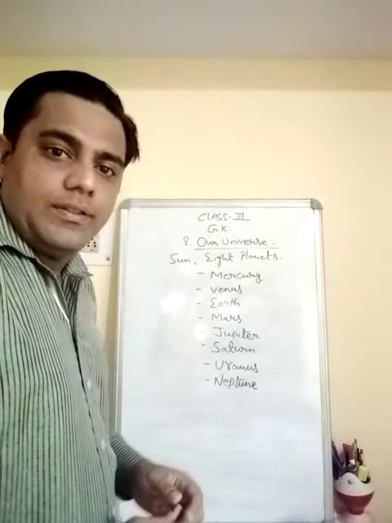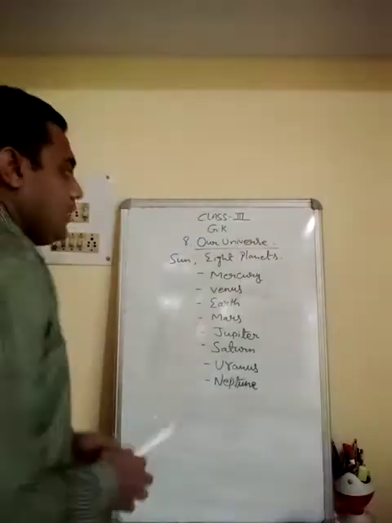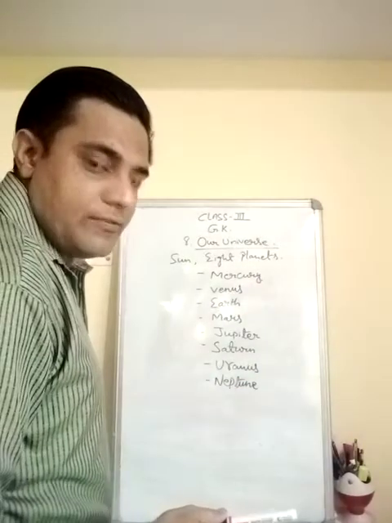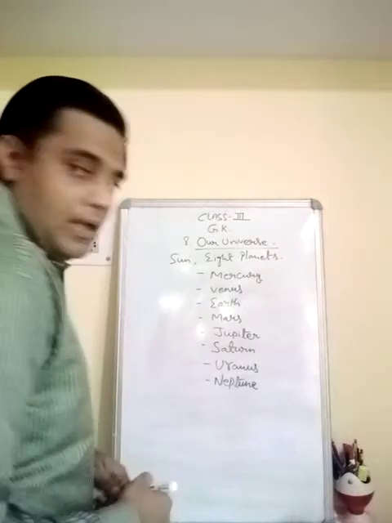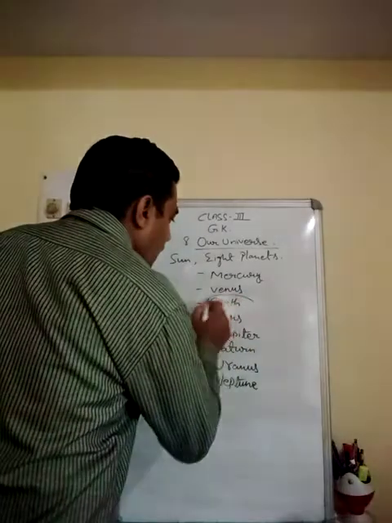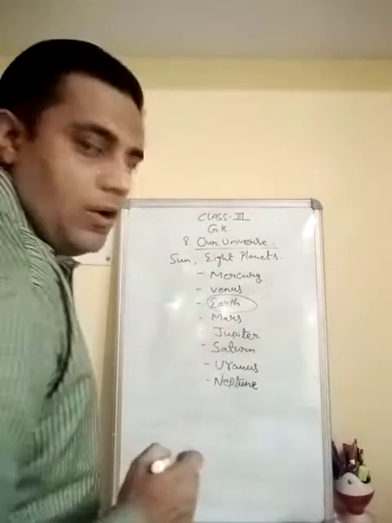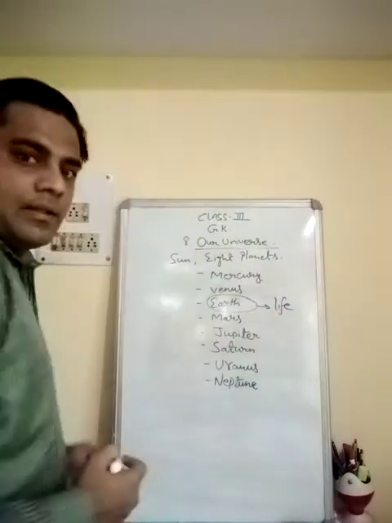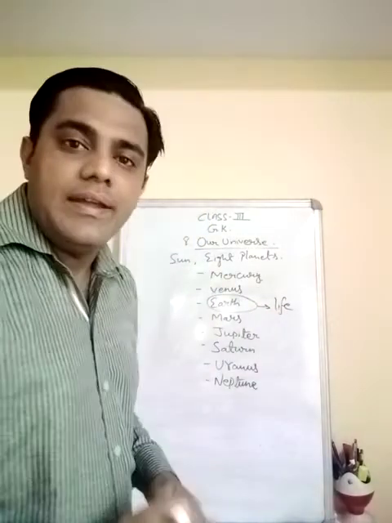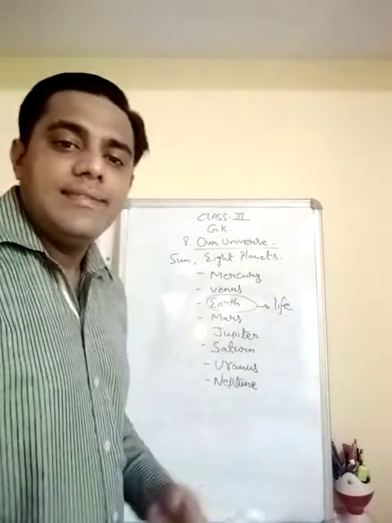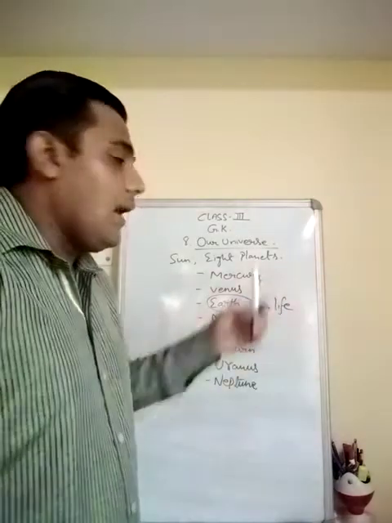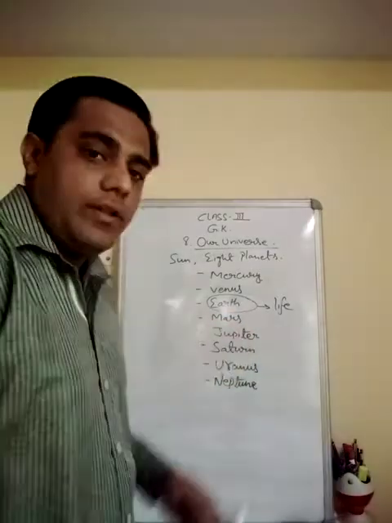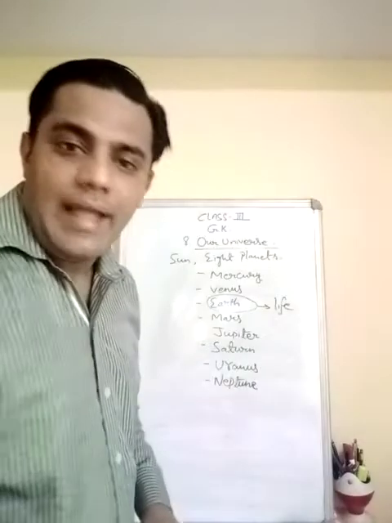Now, out of all these planets, dear children, as you can tell, the nearest one to the Sun is Mercury. The farthest planet from the Sun is Neptune, whereas the Earth is the only planet that has life on it. Earth is the only life-bearing planet. Hence, we as a living species are found only on Earth. No other planet has life on it.